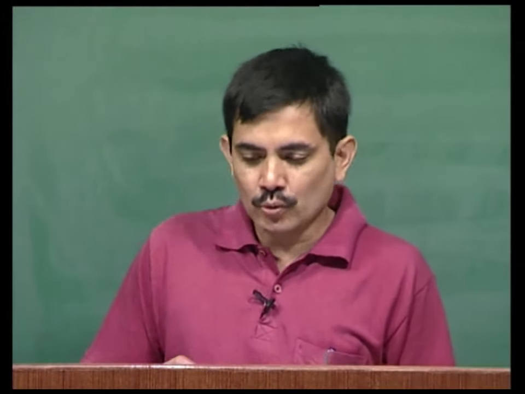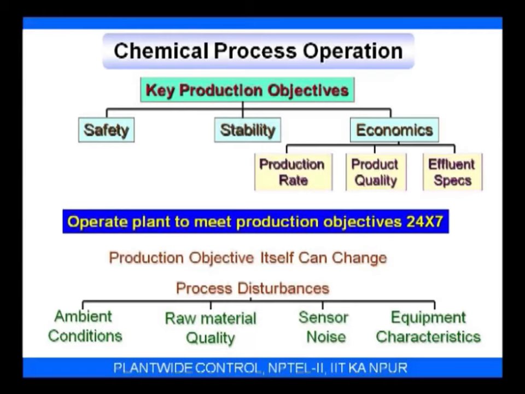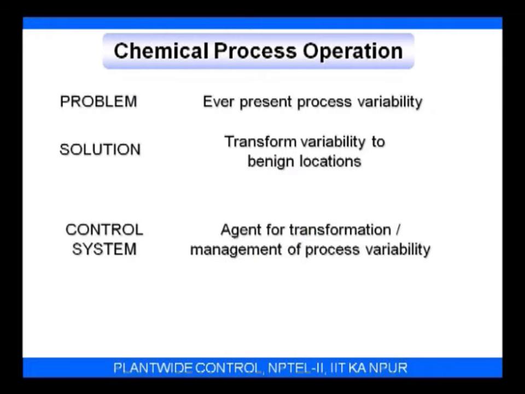So we would like to operate a continuous process plant to meet key production objectives, even as the production objective itself can change, and in the presence of ever-present disturbances. Now, the key problem in process operation is that there is ever-present variability due to disturbances, production rate changes and so on and so forth. What we would like to do is transform this variability to benign locations in the plant.